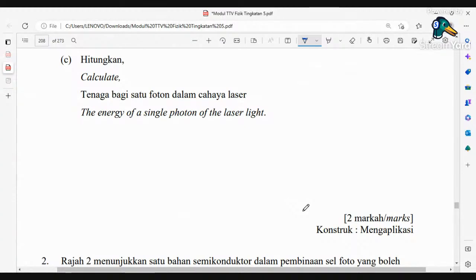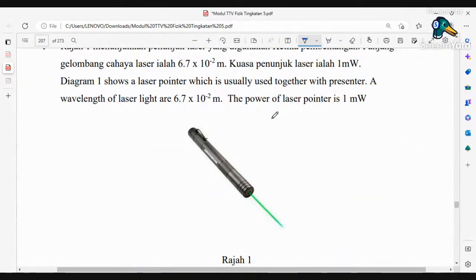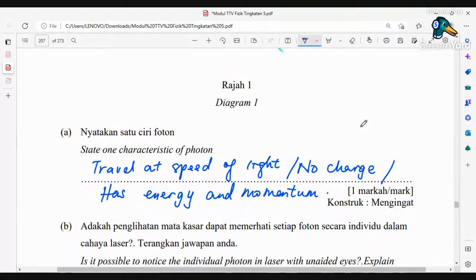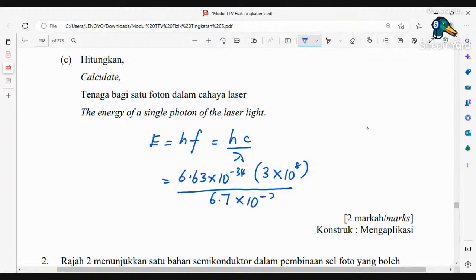Calculate the energy of a single photon in laser light. We have hc divided by lambda. If f is not given, you can check whether the wavelength is given or not. Here, the wavelength is given, not frequency, and power is 1 milliwatt. So just substitute: 6.63 times 10 power negative 34, 3 times 10 power 8, wavelength 6.7 times 10 to the power negative 2. So we get 2.97 times 10 power negative 19 joule. This is the energy of a single photon of laser light.